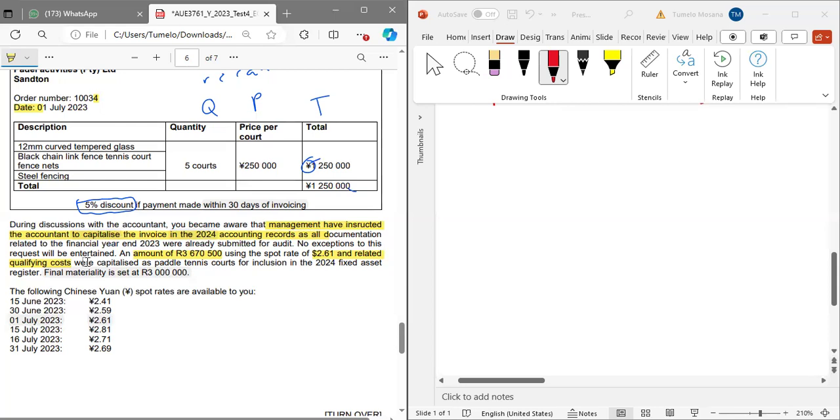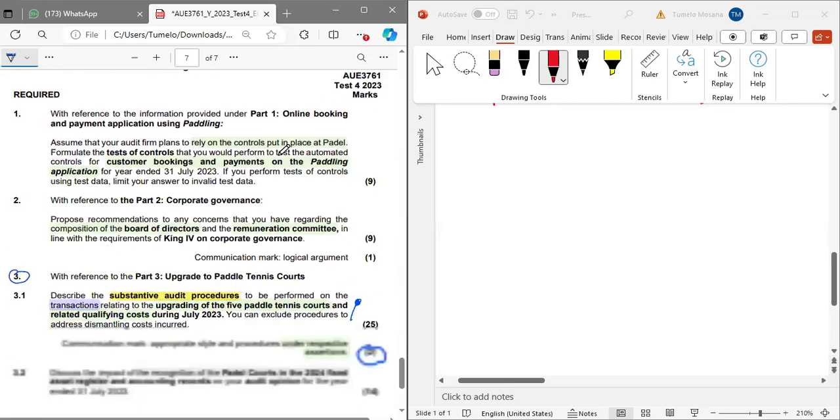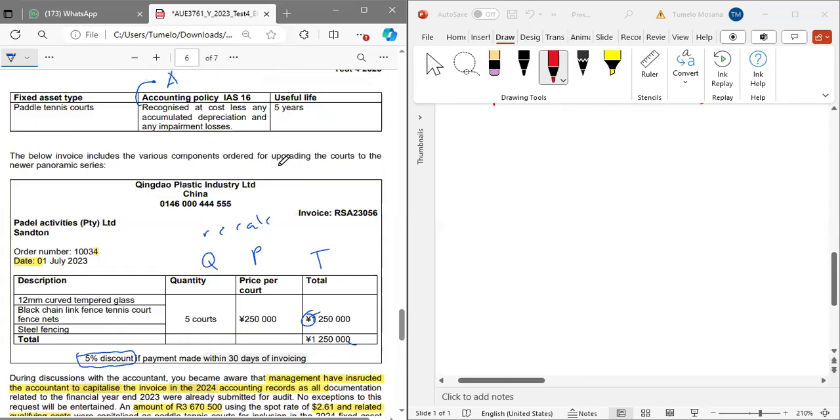So now we are given a final materiality of 3 million. Anything that is above the materiality amount is material, and therefore it will be important when we do our conclusion, right? Okay, so the following Chinese yuan spot rates are available. We would compare these to a reputable financial institution to check whether these rates are reliable. Okay, so now we have read the scenario.